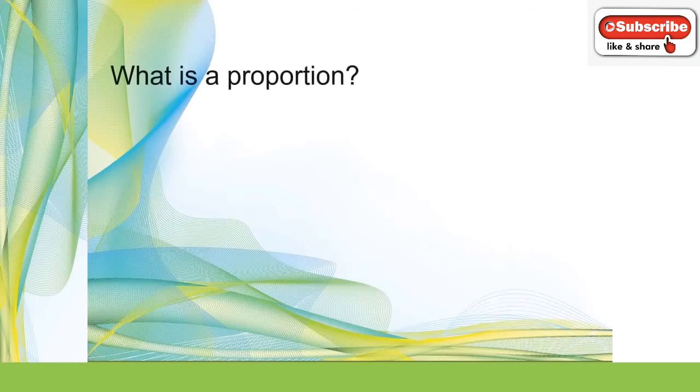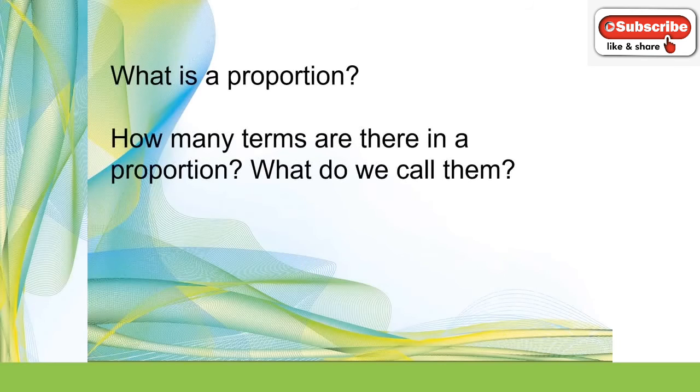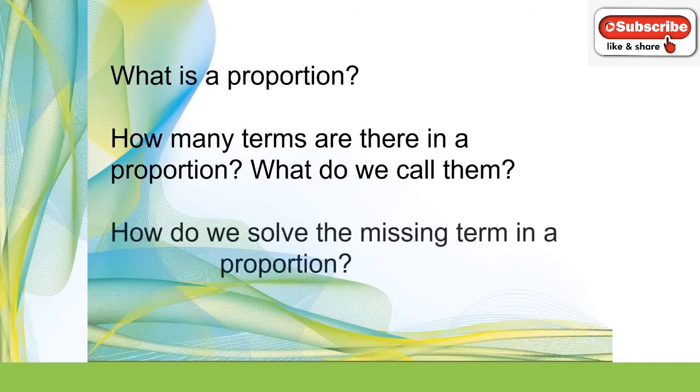At this point, can you tell us now what is a proportion? How many terms are there in a proportion? What do we call them? How do we solve the missing term in a proportion?